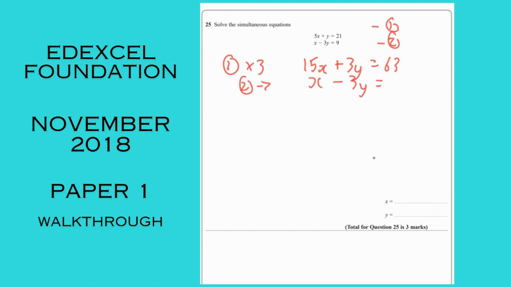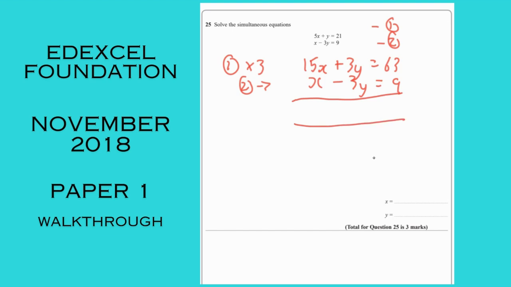Simultaneous equations. I always call the top one 1, the bottom one 2. You could make the x's the same by multiplying by 5, but I prefer to keep things smaller. I'm going to take the top equation and multiply it by 3. So 15x plus 3y is 63. Second equation, just leave it alone. x minus 3y equals 9.